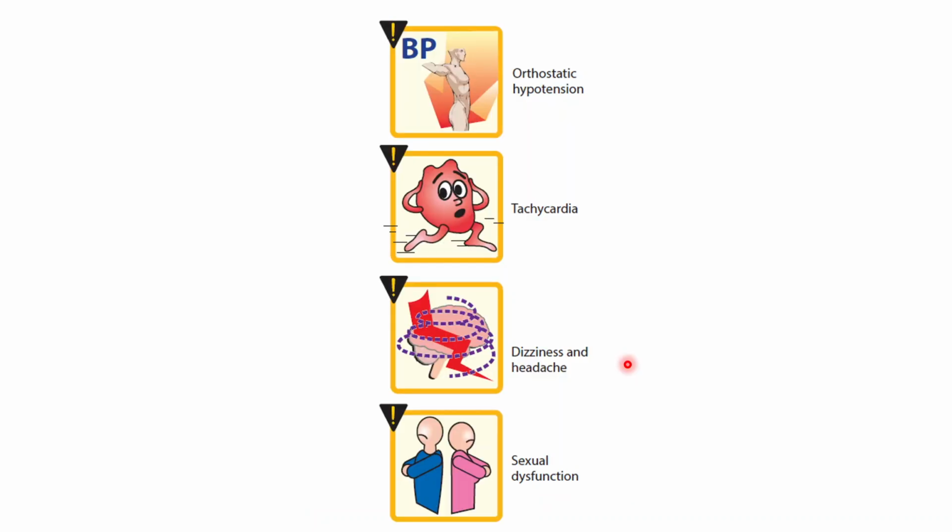Adverse effects of the beta blockers as well as alpha blockers include orthostatic hypotension, and that is a common adverse effect for most of the adrenergic blockers. Then tachycardia, dizziness and headache, and sexual dysfunction are the most common side effects. The tachycardia is mostly reflex, because of the sudden drop in blood pressure.